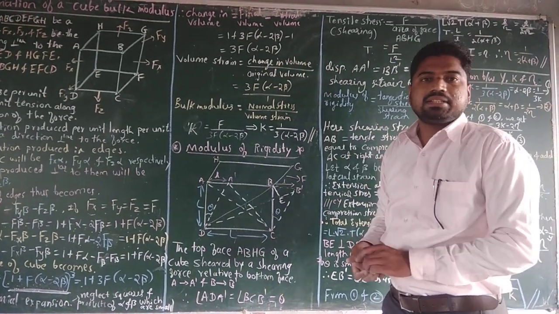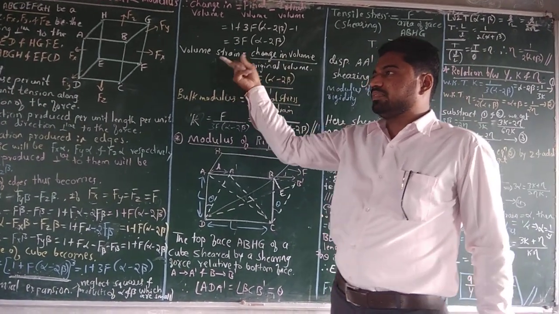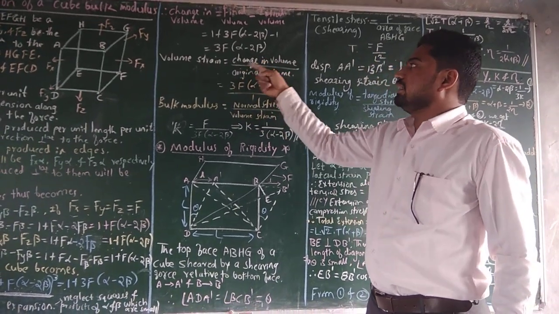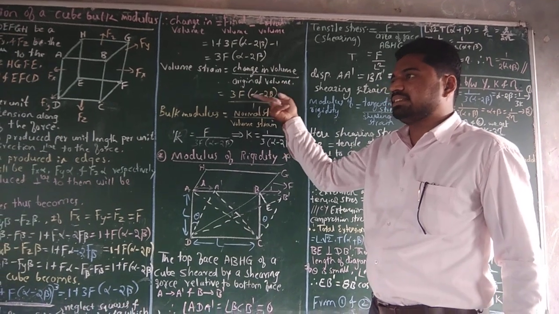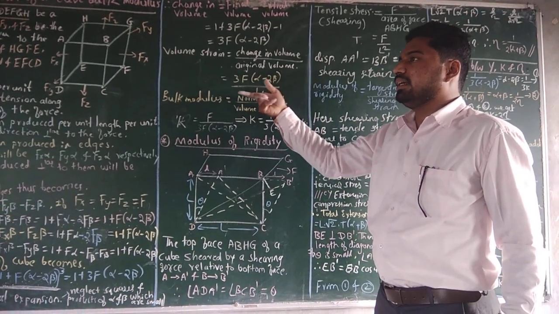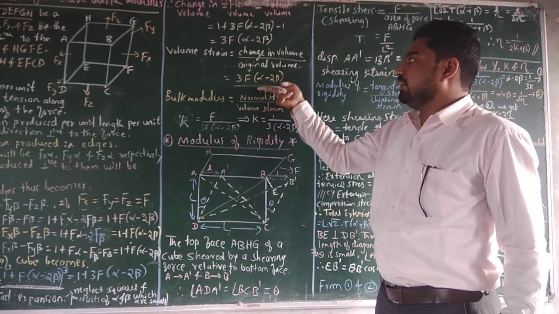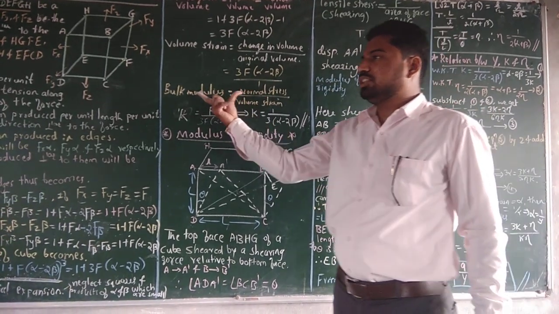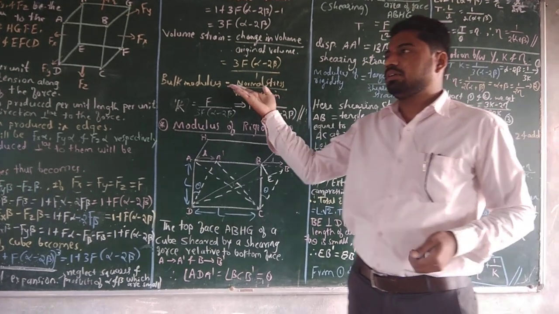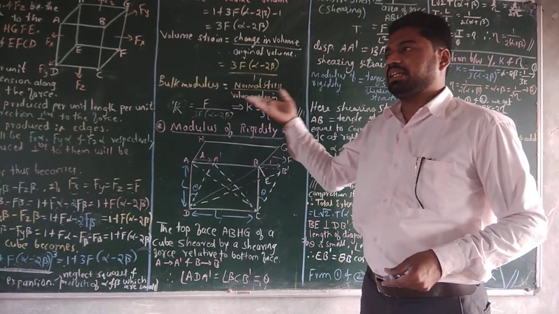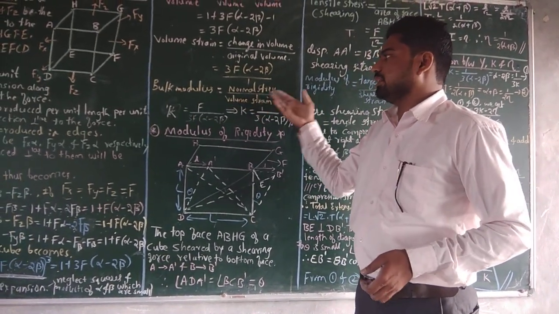You also have to know the definition of the volume strain: volume strain is equal to the change in volume divided by the original volume. Put the value of the change in volume, 3F times alpha minus 2 beta, divided by the original volume, which is 1. Next you have to know the definition of the bulk modulus. Bulk modulus is equal to normal stress divided by volume strain. For normal stress you take F.